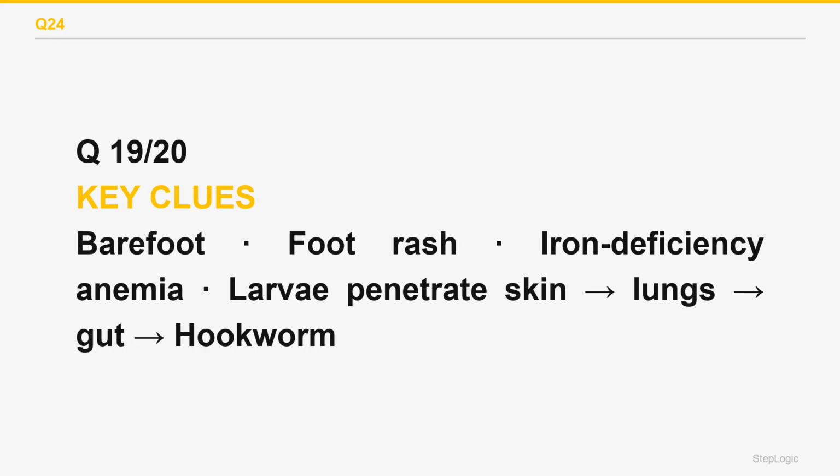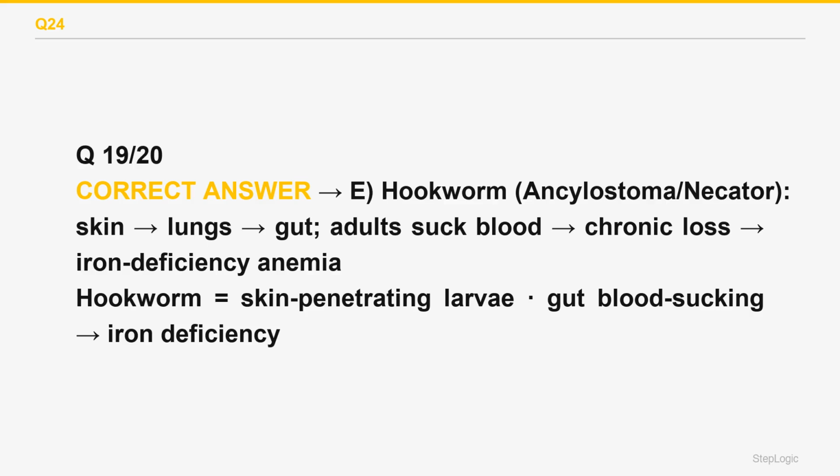The infective larvae live in soil and penetrate the skin, classically of bare feet, causing a pruritic rash, ground itch. They then migrate through the bloodstream to the lungs, are coughed up and swallowed, and mature in the small intestine, where the adult worms attach to the mucosa and suck blood. The chronic intestinal blood loss from many feeding worms depletes iron over time, causing a microcytic iron deficiency anemia, the hallmark complication. The correct answer is E.